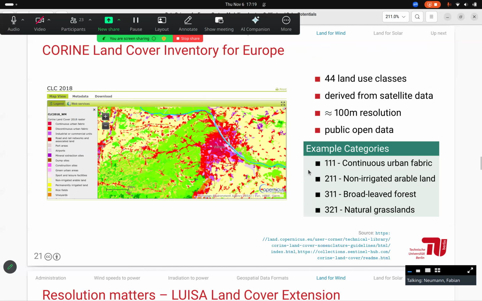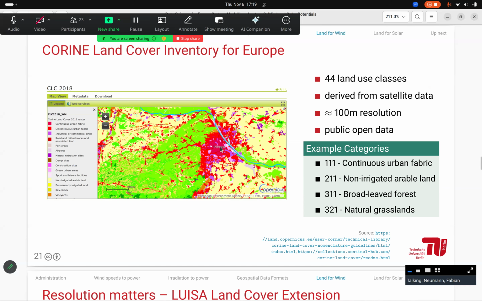Okay. So one data set is the so-called Corine land cover data set. It's published every few years, and I think the last one is from 2023, actually. It's a raster data set and assigns one of 44 land use classes to each 100 by 100 meter raster cell.